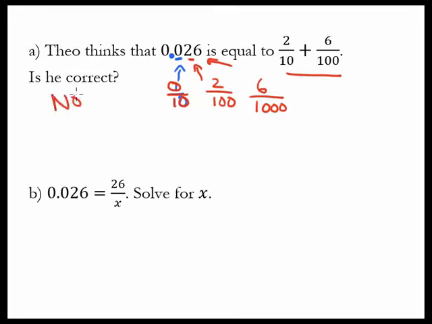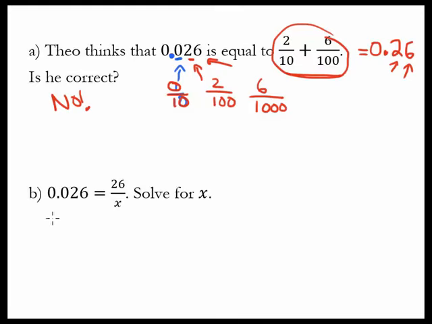Is he correct? No. Wrong, right? This number that Theo was writing, 2/10 plus 6 hundredths, that's actually just 0.26, right? Because then we would have our place values match up, tenths and hundredths, okay?